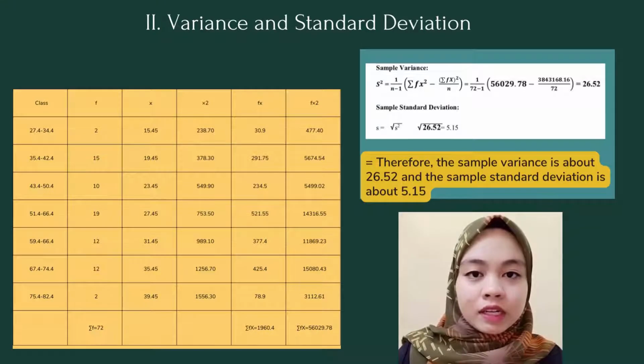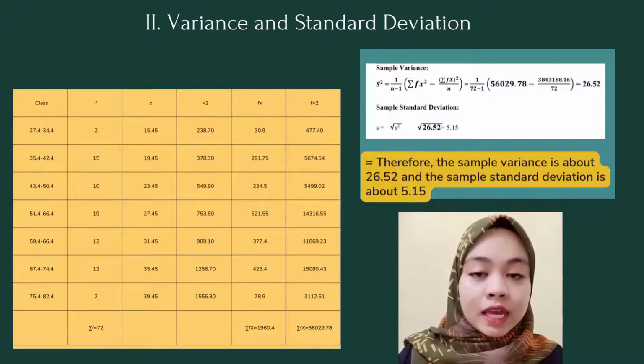For standard deviation, we take the square root of S squared, which equals the square root of 26.52, equal to 5.15. Therefore, the sample variance is about 26.52 and the sample standard deviation is about 5.15.